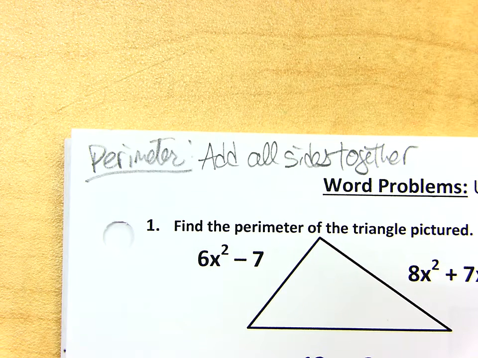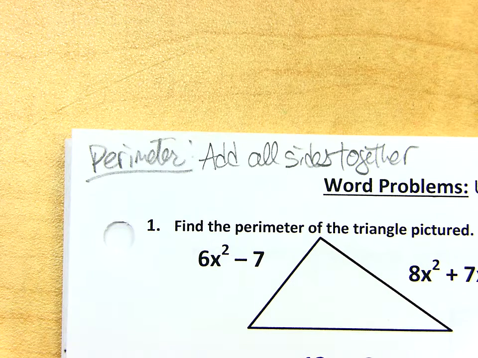And to find perimeter, you simply add all sides together. And that's for any shape made up of straight edges. It doesn't matter if it's a triangle, a rectangle, a trapezoid, an octagon. As long as it's all straight edges, I just add all the edges together, and that will always get me the perimeter.